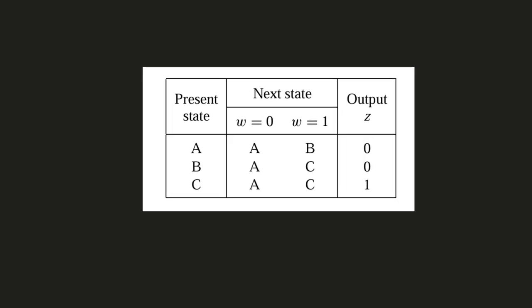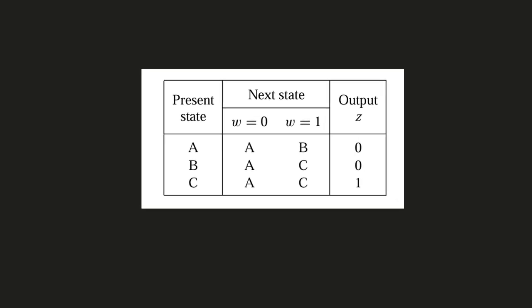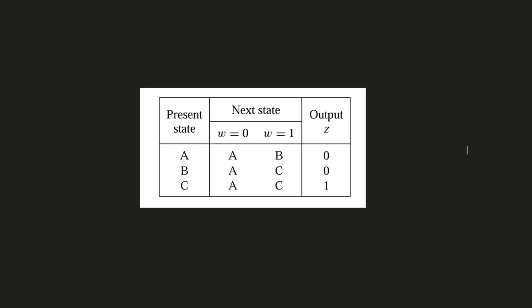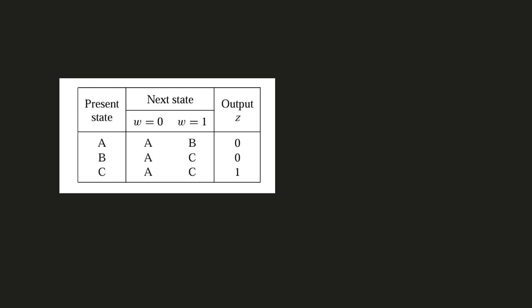Okay, so we have the state table here, and we have to draw an FSM, a state table, a state assigned table, and the circuit to represent this state table. So let's start off with writing an FSM.